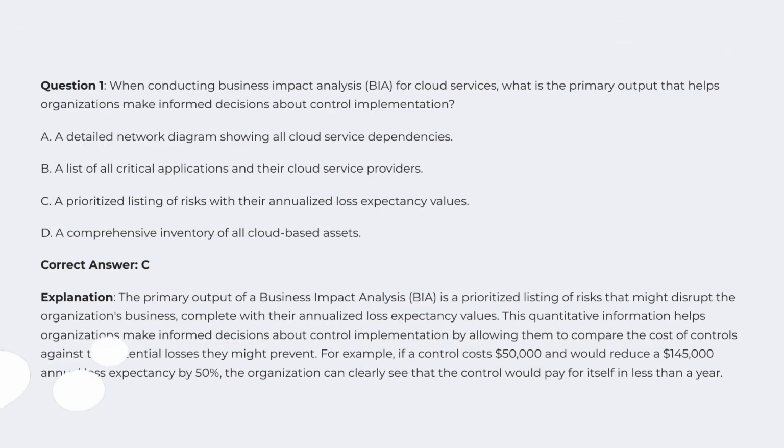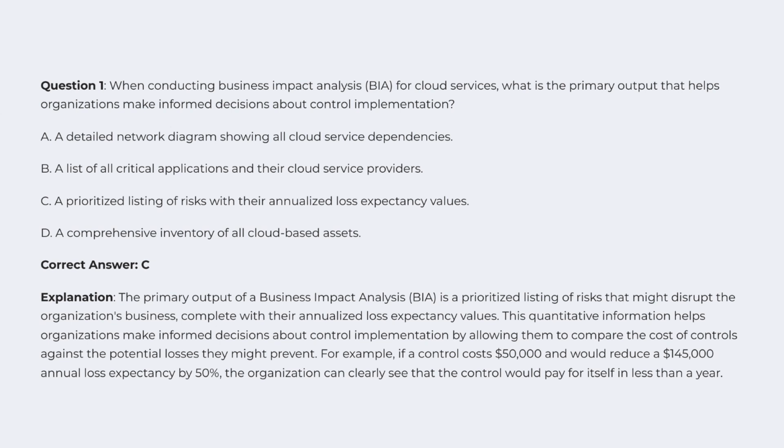Correct answer, C. Explanation. The primary output of a business impact analysis, BIA, is a prioritized listing of risks that might disrupt the organization's business, complete with their annualized loss expectancy values. This quantitative information helps organizations make informed decisions about control implementation by allowing them to compare the cost of controls against the potential losses they might prevent.